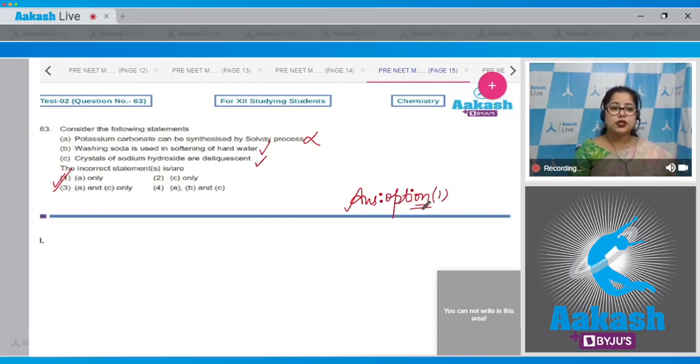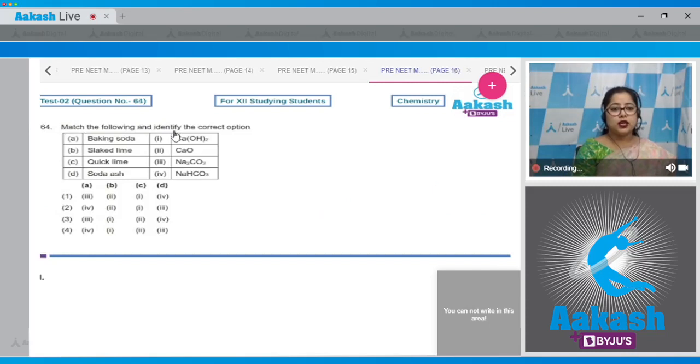Moving to the next question, students, which is question number 64. Let's read it. Match the following and identify the correct option. Students, in this question, we are given 2 columns. In column 1, we are given certain common names of the compounds, and in column 2, we are given their chemical formulas. We have to match them and then identify the correct code. Starting with number 1, we are given baking soda. Student, baking soda is sodium hydrogen carbonate, that is NaHCO3. That means for A, the correct code is number 4.